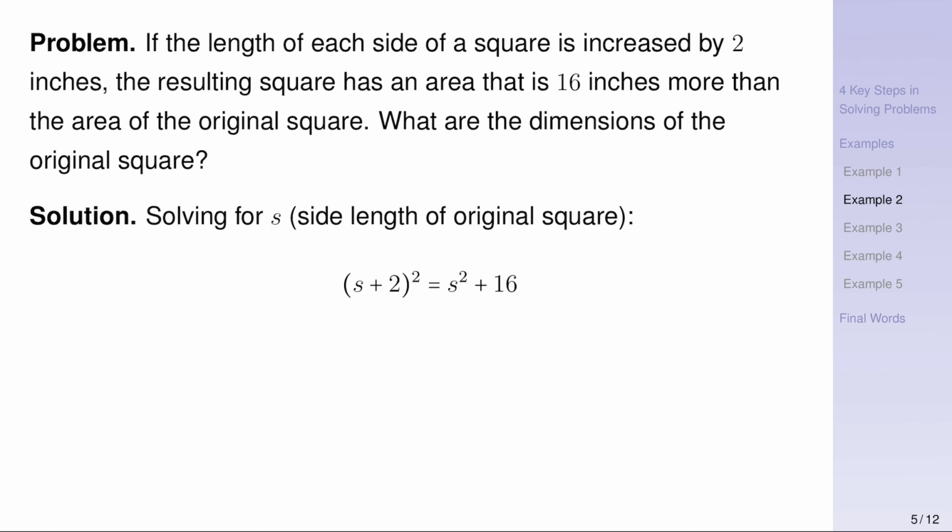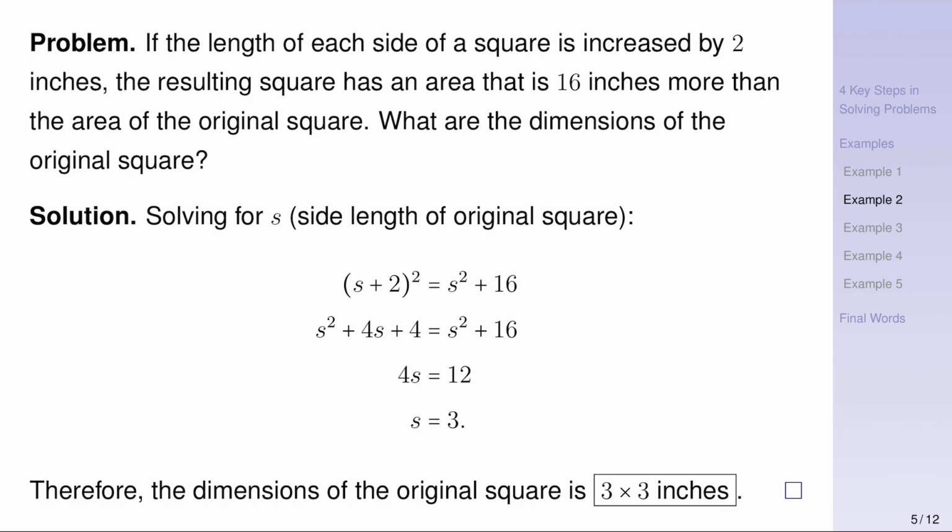Solving for s, the side length of the original square, we first square this one to obtain s squared plus 4s plus 4 equals s squared plus 16. Subtract s squared from both sides and then move 4 to the other side, which will give us 4s equal to 12. Divide both sides by 4 and that yields s equal to 3. We can now conclude that the dimensions of the original square must be 3 by 3 inches. That answers the given problem. Let's move on to the next one.